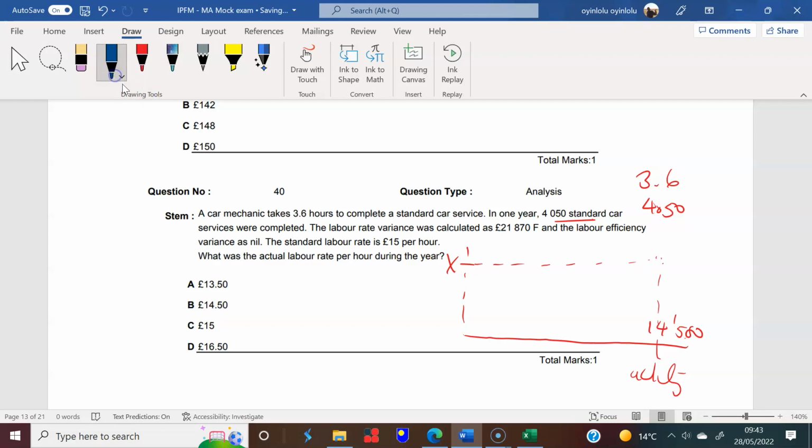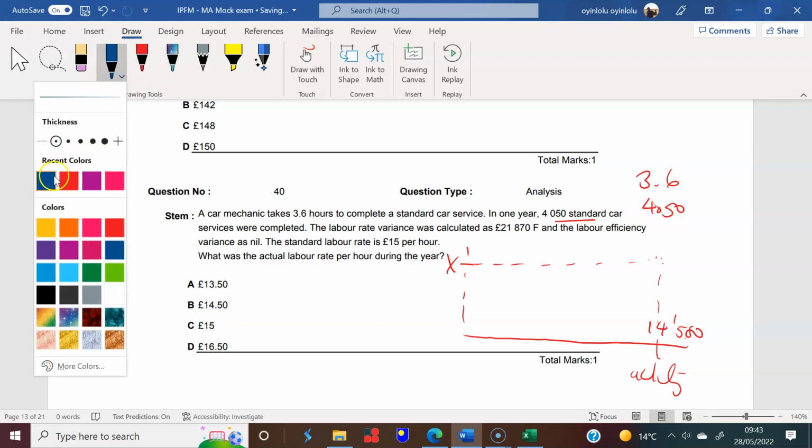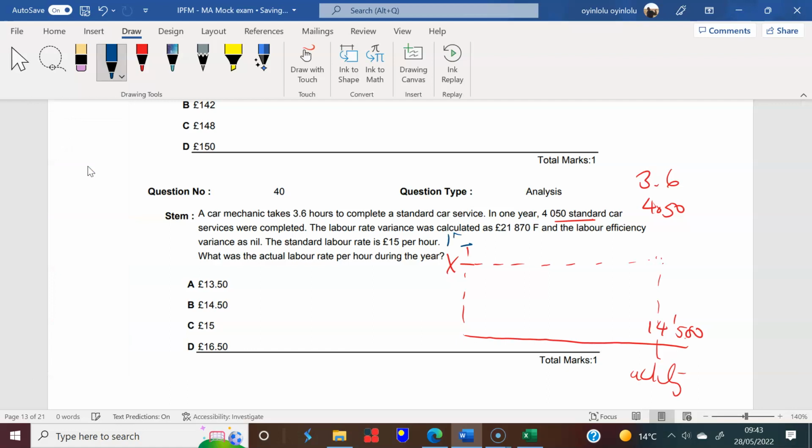Now they should have spent, this is the point, £15 an hour. That's what you should pay these people. The first thing to note is that it says the labor efficiency variance is nil, which means that the budgeted number of hours to make whatever it is we were making is also 14,580. It's the same thing.